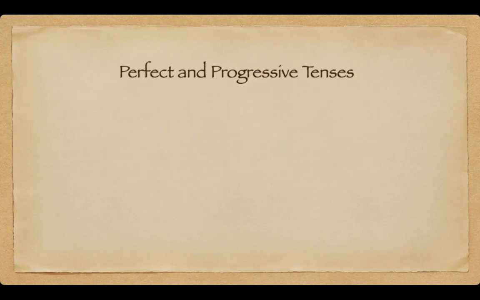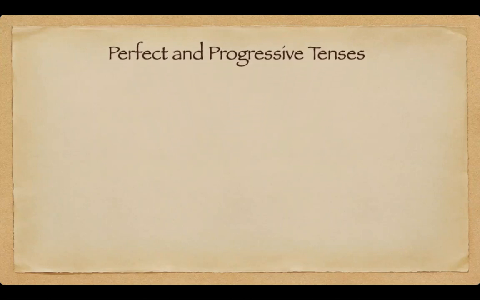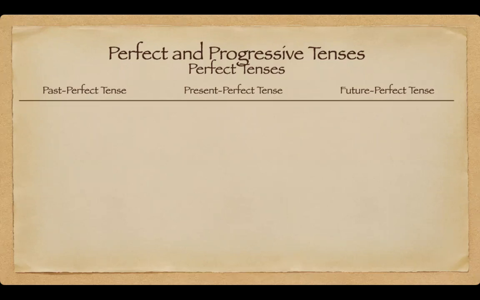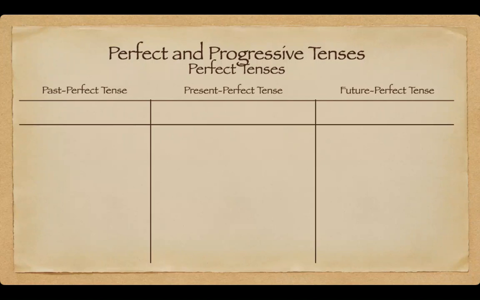And finally, let's consider our last topic, perfect and progressive tenses. There are three perfect tenses: past perfect, present perfect, and future perfect. You'll notice that among these, the common term is perfect, which, when discussing tenses, means completed. The past perfect tense is used to describe a past action that was completed before another past completed action. It's formed by combining had with a past participle of a verb.